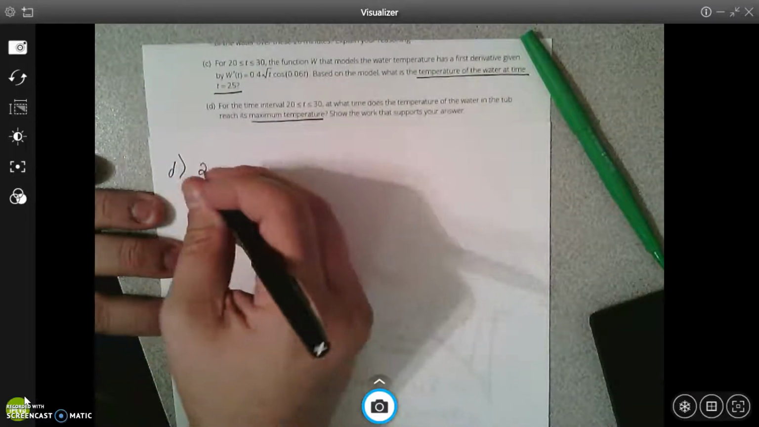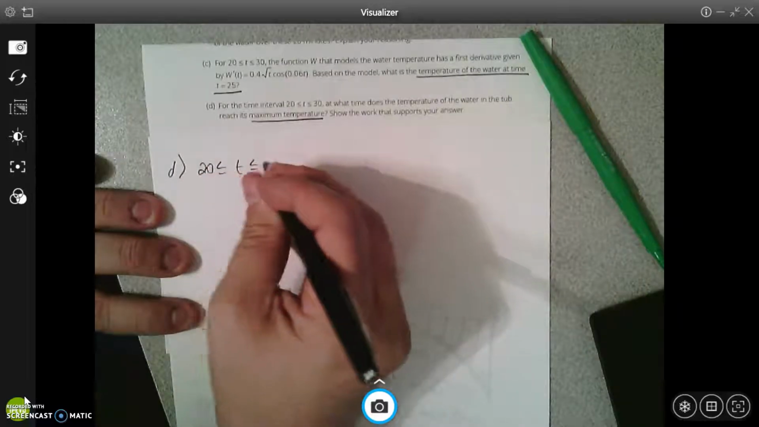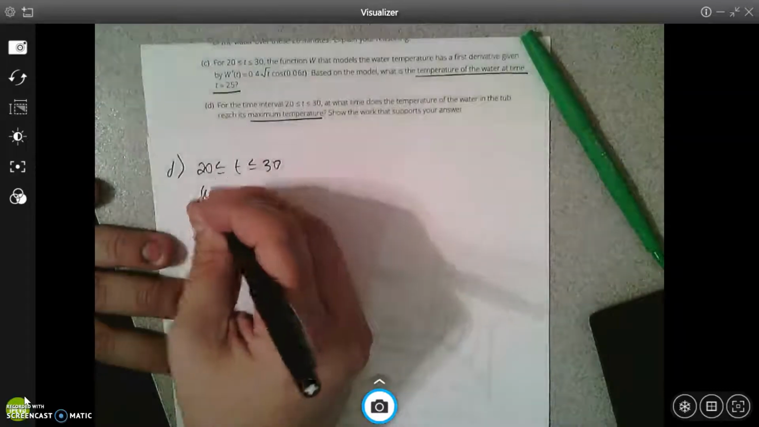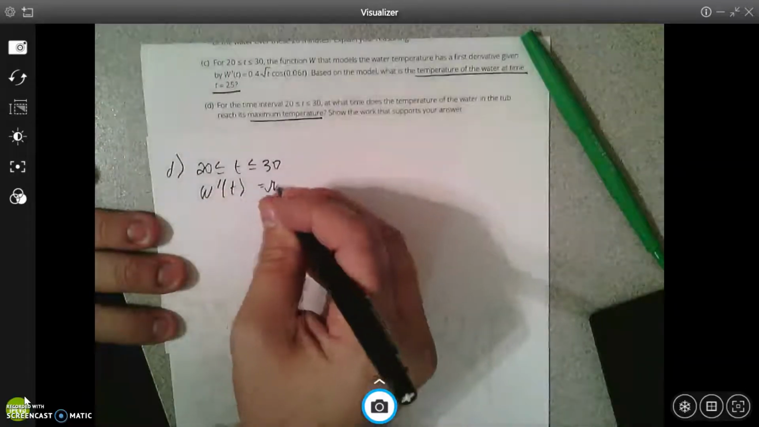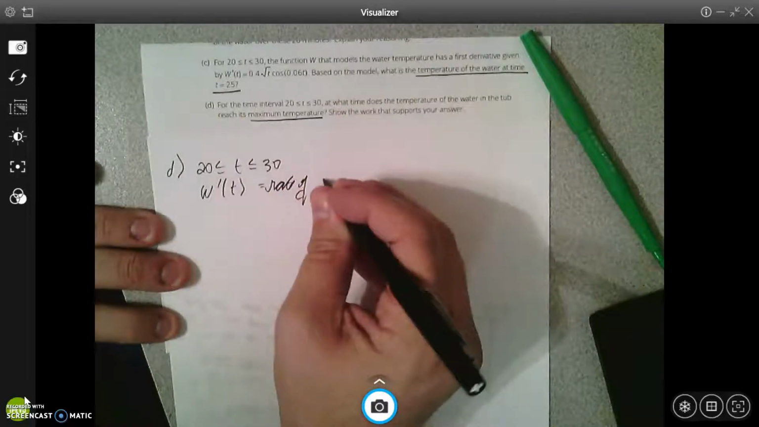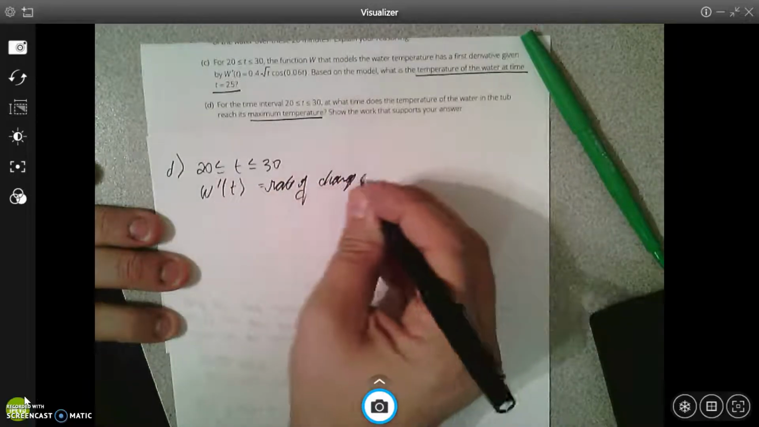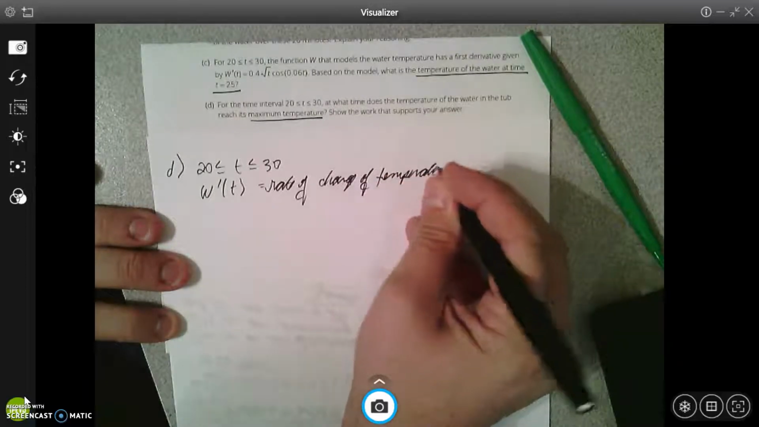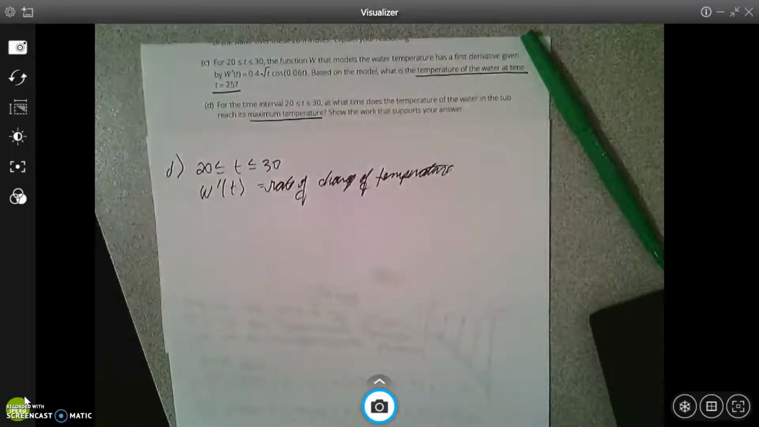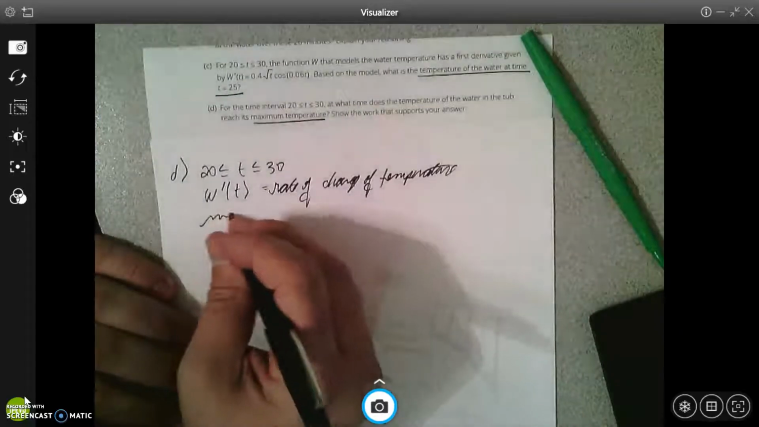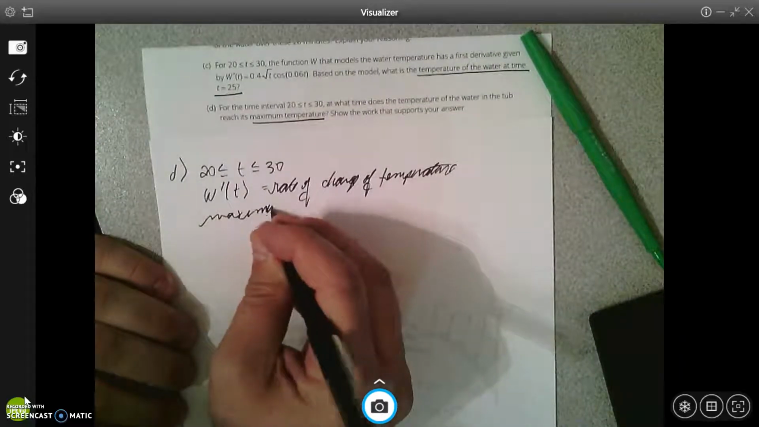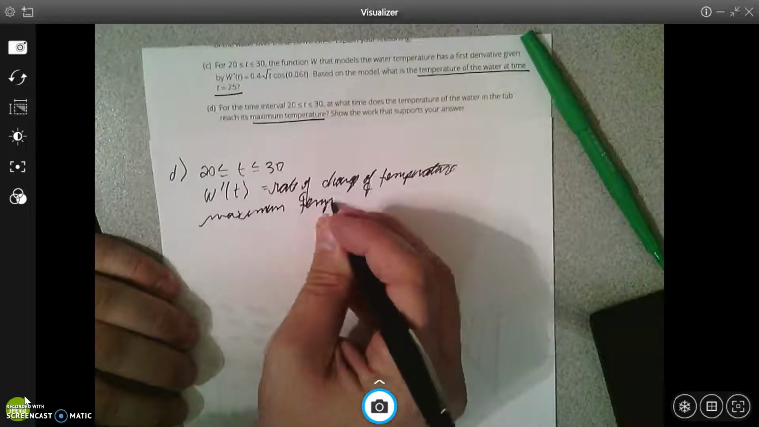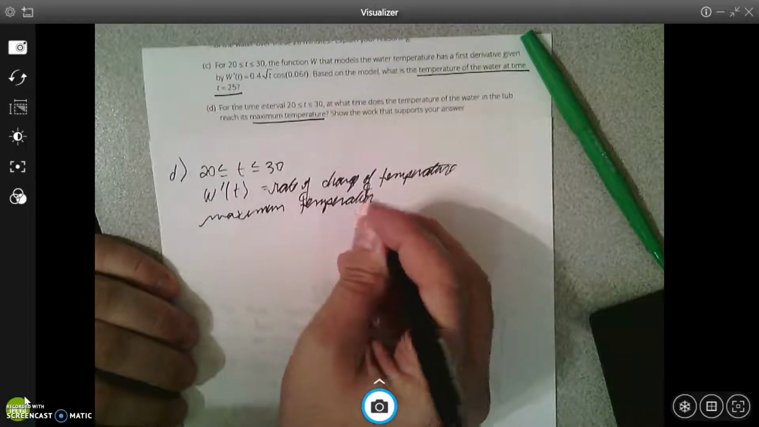So here's what I know. I know I'm only looking on the time interval 20 less than or equal to t less than or equal to 30. I know that W prime of t represents the rate of change of the temperature. And what else? And I want to know the maximum temperature. Well, this is a calculator active question.